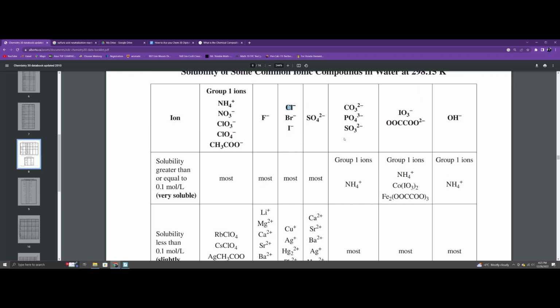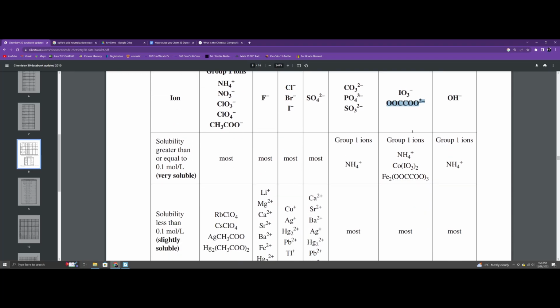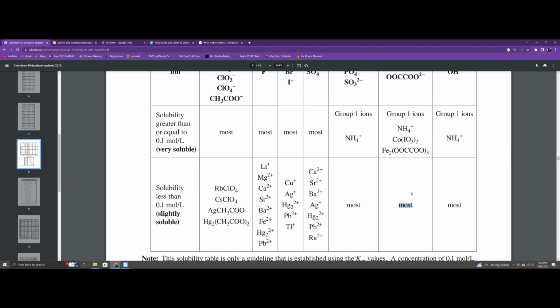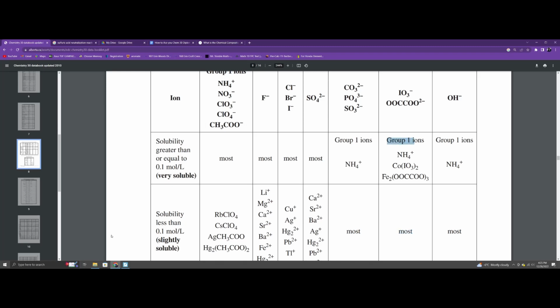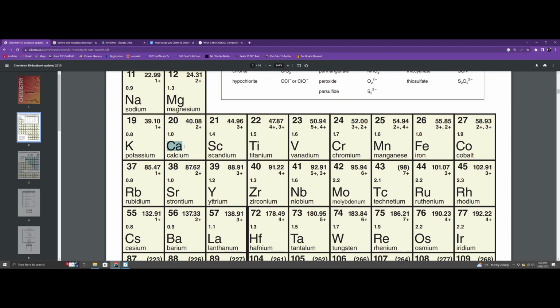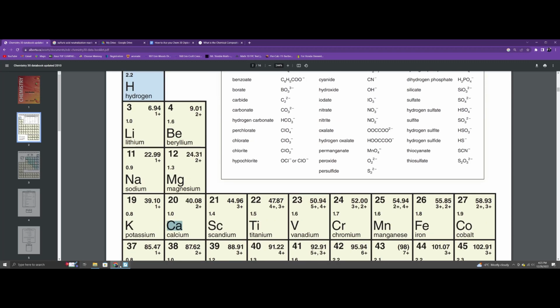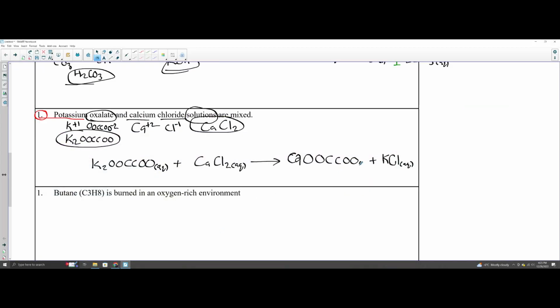Maybe it's on there, maybe not. Oh, there's oxalate there. That's good. So what is it soluble with? Group 1 ions, ammonium, some of these guys. Most things are insoluble. Let's check if calcium's group 1 or group 2. So we go to calcium. Looks like it's group 2. So it's almost soluble, but not quite. That means this is going to be solid. It's going to be a precipitate.